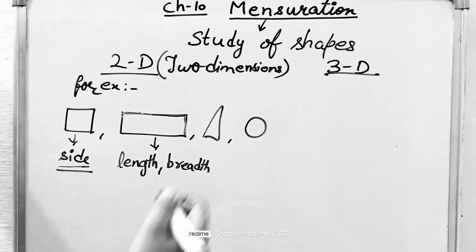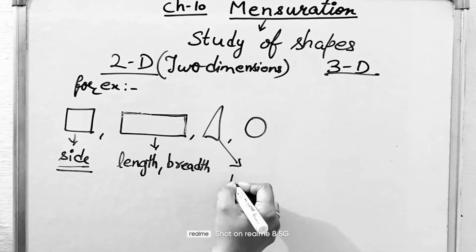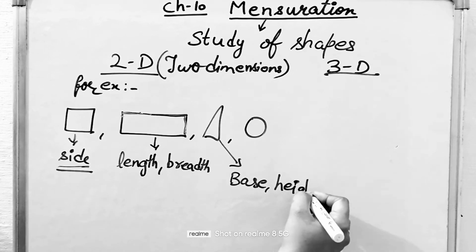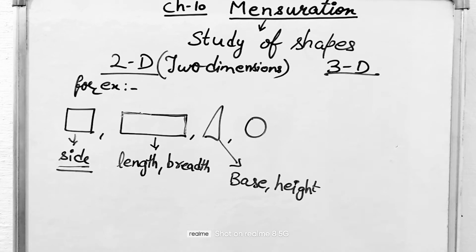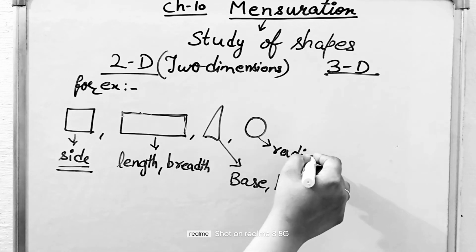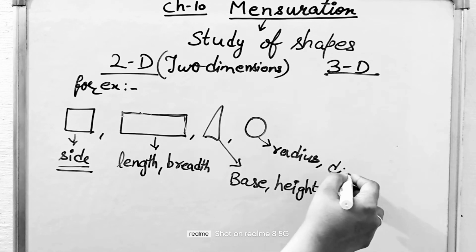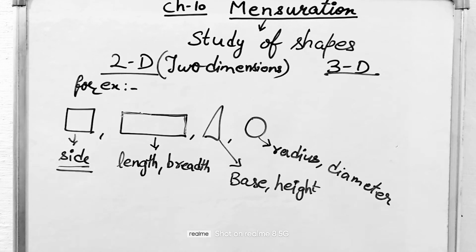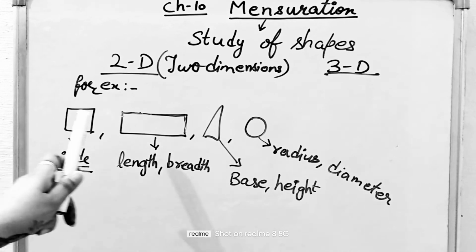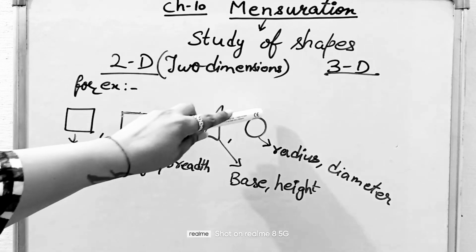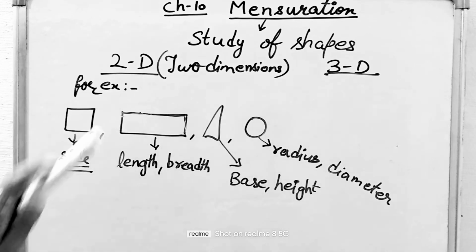In the same way, for a triangle, we always have a base and its height. Similarly, a circle has only 1 dimension, that is radius, or you can also consider diameter as a dimension of a circle. So these are 2D shapes which can be drawn on paper easily. In this chapter, we are going to study these 2D shapes only.